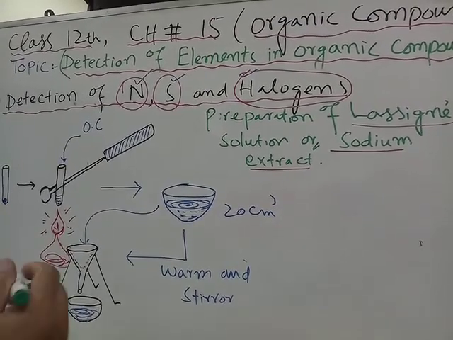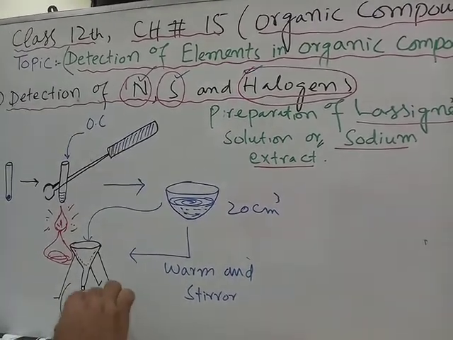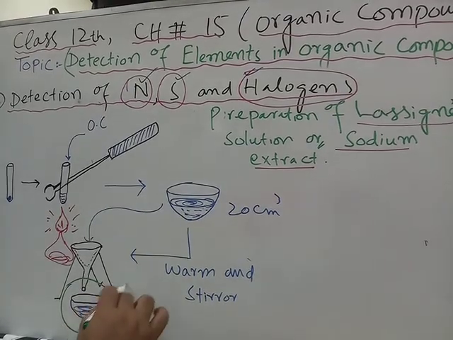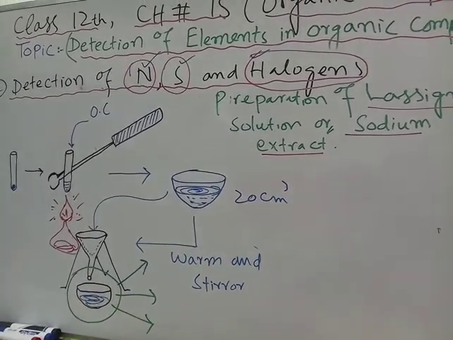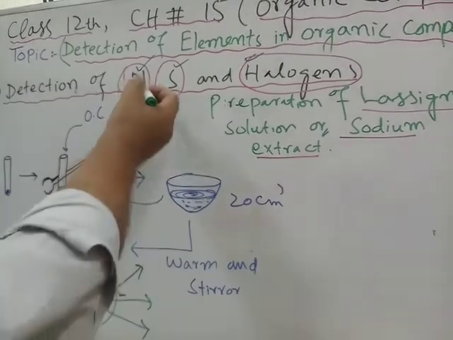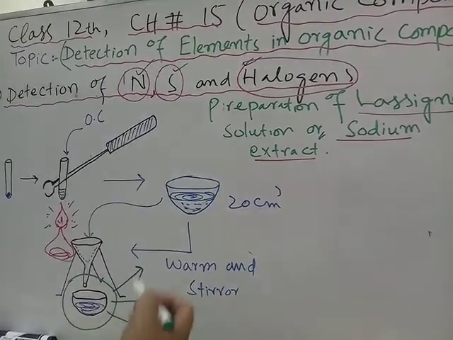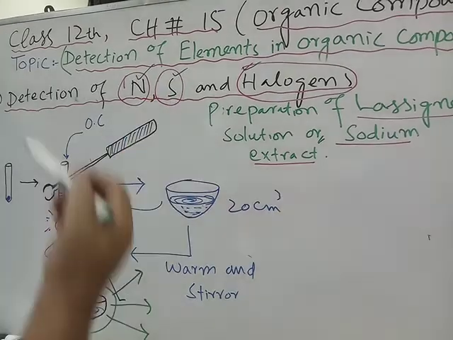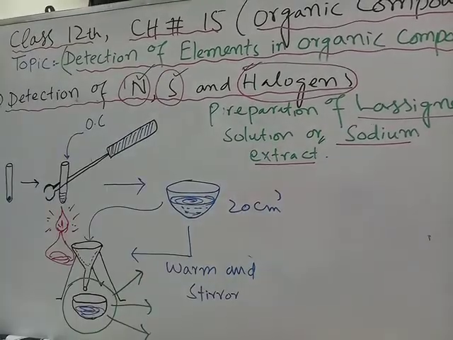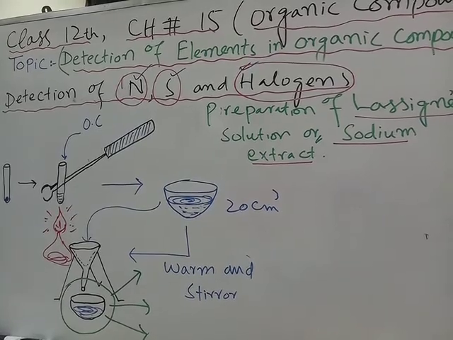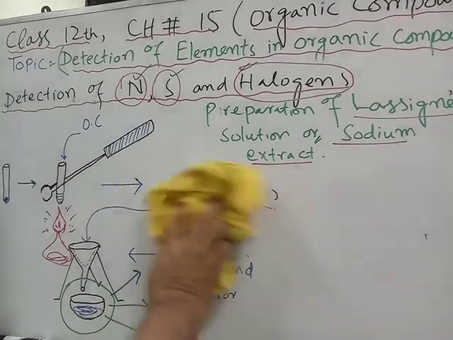So the Lassaigne solution is obtained here. It is also called sodium extract. Divide this sodium extract into 3 parts. One part is used for the detection of nitrogen, the next part for the detection of sulfur, and the third part will be used for the detection of halogens. Now how to do it, let us proceed.